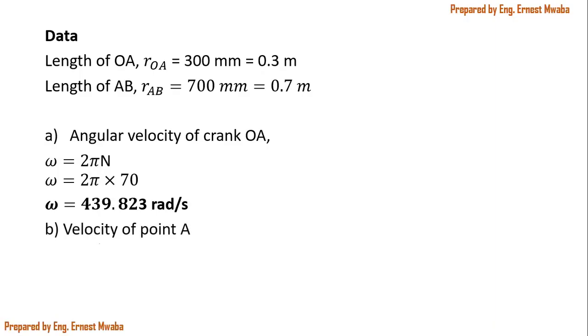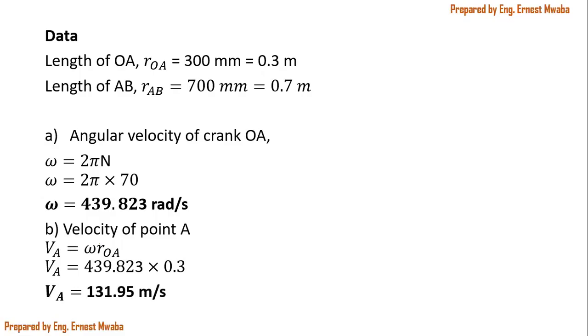Velocity of point A. So now, velocity of point A is basically just the conversion. V equals omega r. So V at A is the angular velocity of OA times the radius. In this case, we already have 439.823 times our radius, which is 0.3. That's where we end up with 131.95 meters per second.